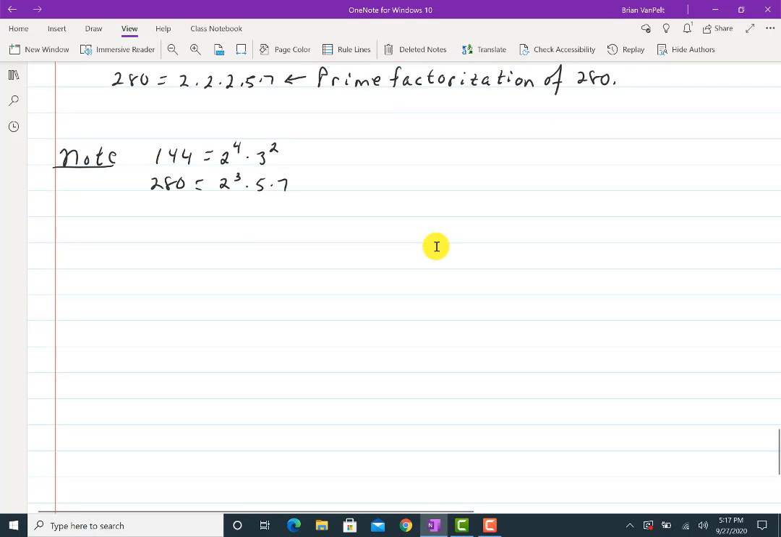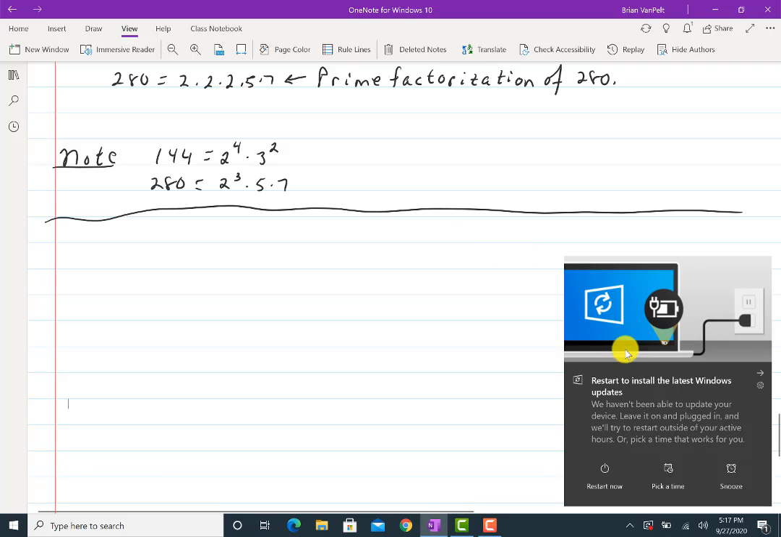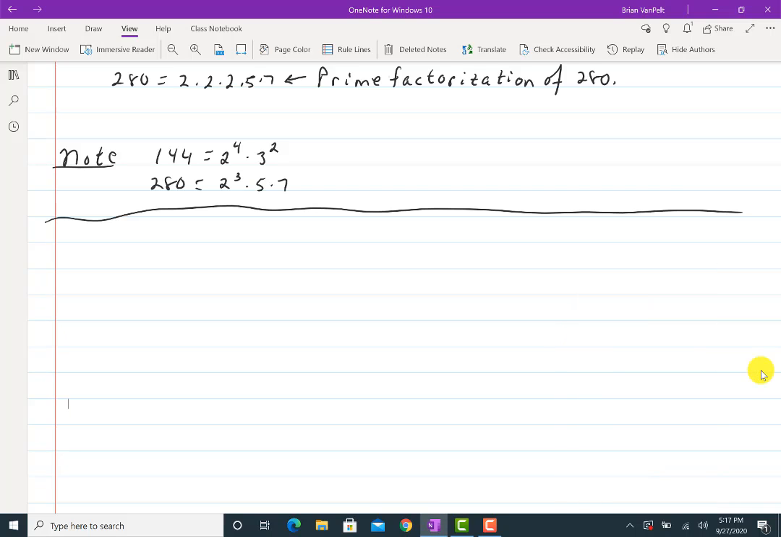Now we move on to algebra. That means we're going to start involving letters. So this time I want to write 3b to the 4th divided by 6b to the 5th in lowest terms.